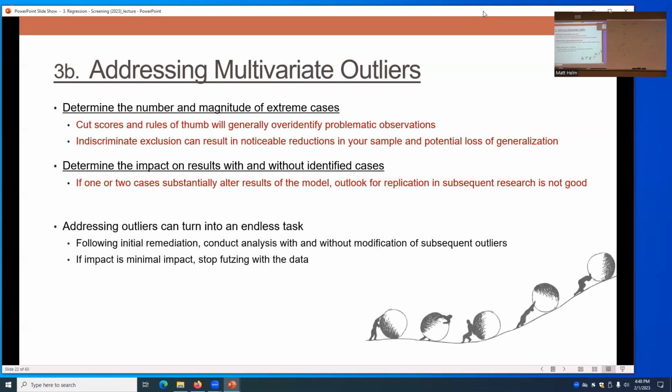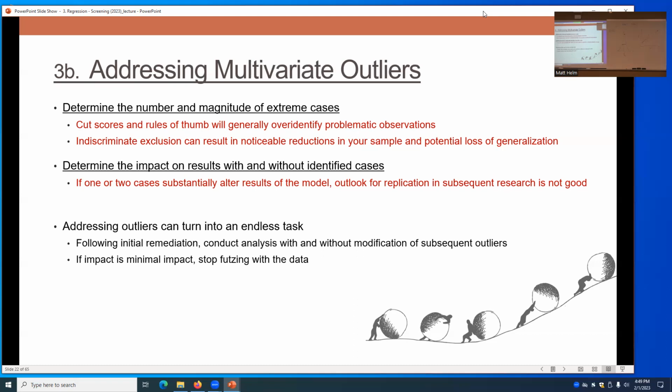Okay. The other thing to think about is that addressing your extreme values can turn into a bit of a task, right? If I go through and find I have some multivariate outliers, I need to say, okay, these are the cases that I'm not going to include because of these things. And so I'm going to get rid of those cases. So I go through and do that. Am I good to go now? Nope. With my new set, I need to go through and take a look again, right?